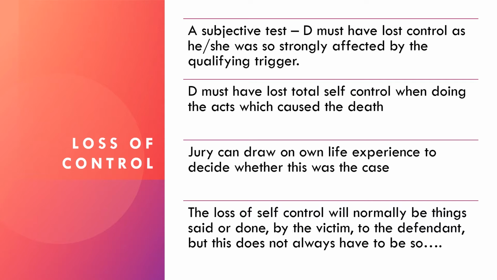Now, of course, the jury who are deciding this can draw on their own life experience to decide whether this was the case. Ostensibly it's a subjective test, but the jury will inevitably be considering their own viewpoints, and it is some hybrid between subjective and objective to an extent. The loss of self-control will normally be because of things said or done by the victim to the defendant, but it doesn't always have to be so.